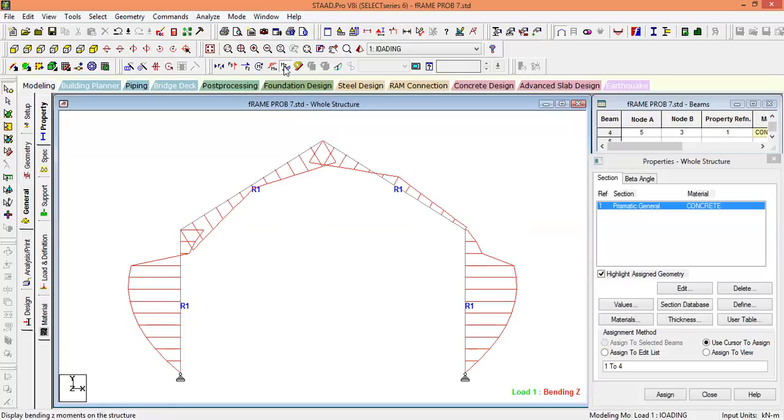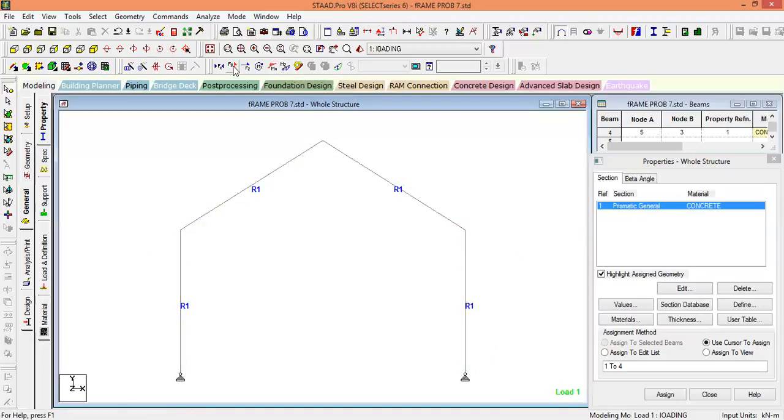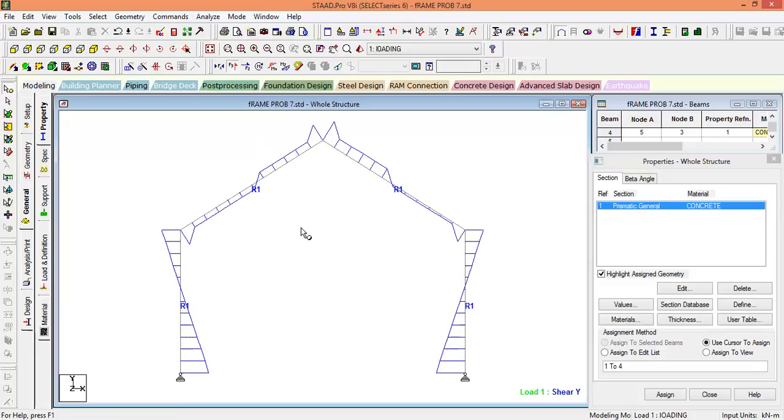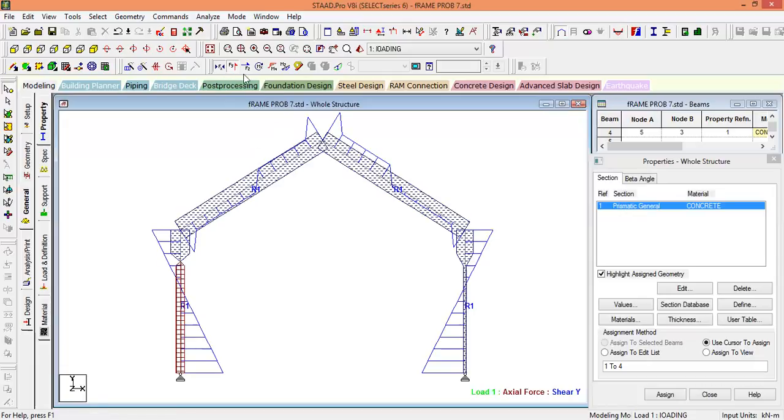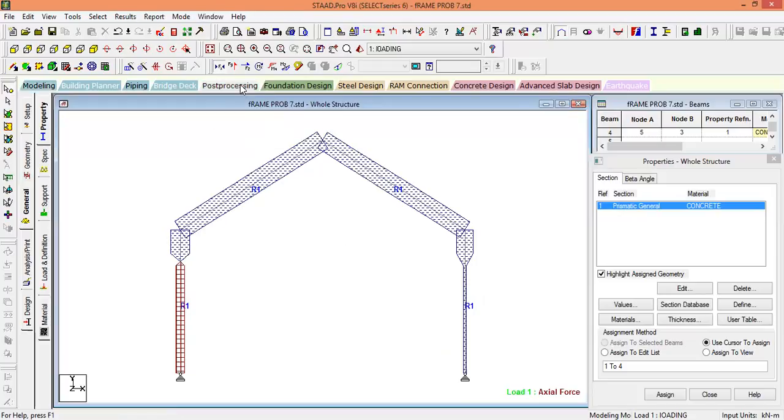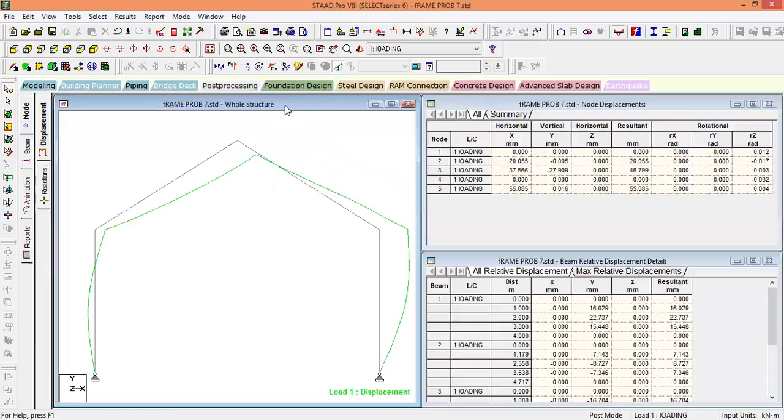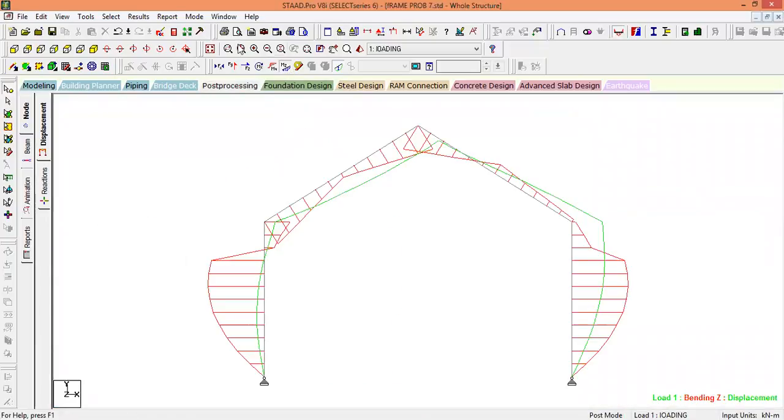This is the bending moment diagram, and you can check the shear force using control and scrolling the mouse button. You will get the shear force diagram. Also, you can get the axial force diagram. This is the axial force diagram. And as usual, you can go to post processing, and you can get the values of bending moments.